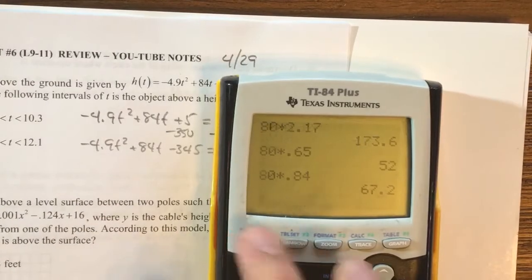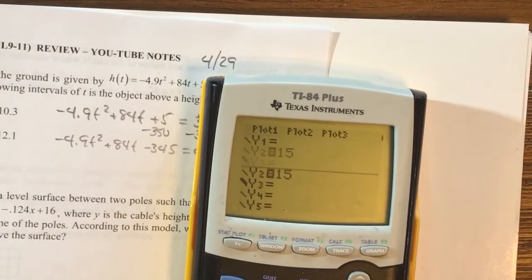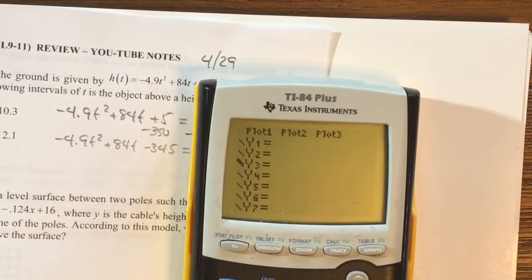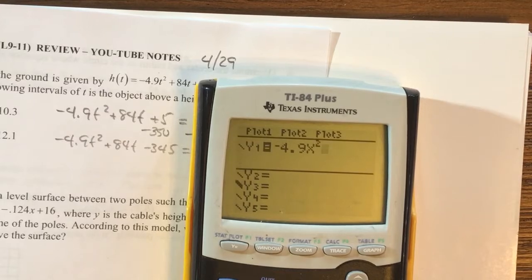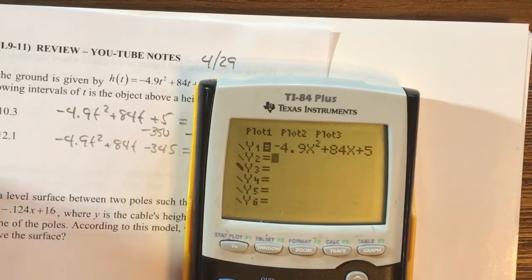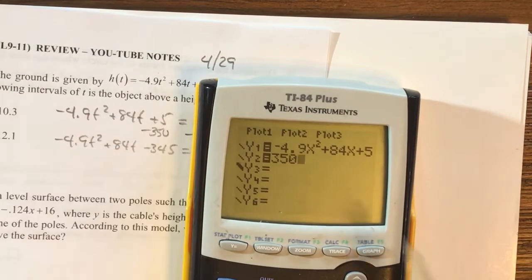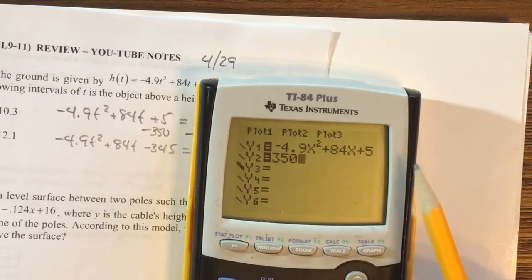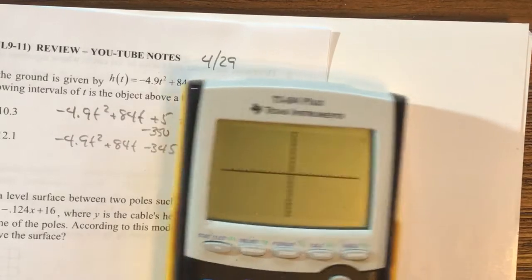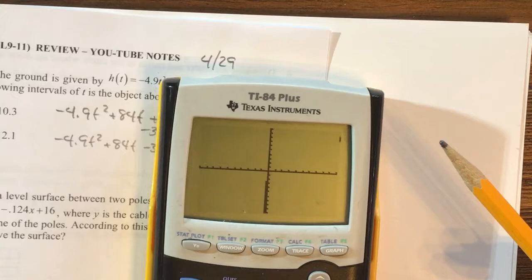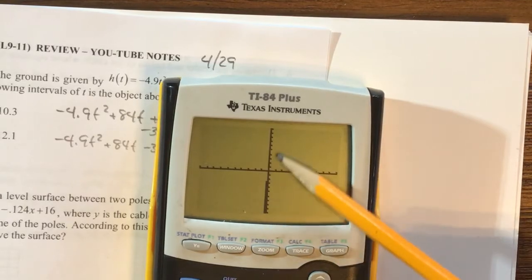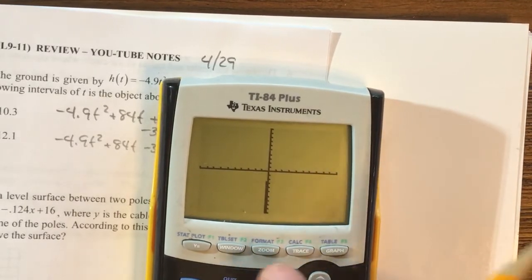I'm just going to go, I don't say cheat, but the easy way to do this is go to our calculator. I got negative 4.9x squared plus 84x plus 5, the original function, and I'm going to just put the 350 as the second equation, and I'm going to graph this. Now, typically you're going to do a zoom 6. You're probably not going to see much, if anything at all. It's there. You can barely see it because this thing is going up pretty high.